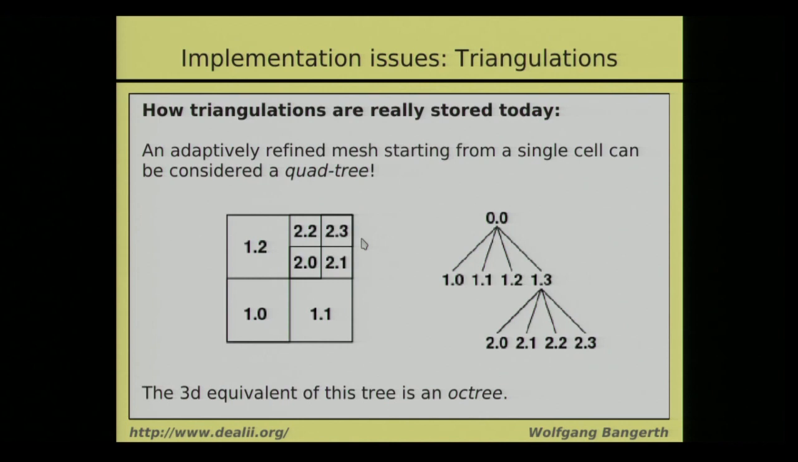I can represent this sort of mesh that comes out of this as something that we call a quad tree. Namely, we start with the mother cell. It lives on level 0, and there was only one cell on level 0. It has 4 children, and the cell 1.3 has 4 children again. We call this a quad tree for obvious reasons, because every node has either 0 or 4 children. In 3D, if you do the same thing, it would be called an octree, because every cell has either 0 or 8 children.